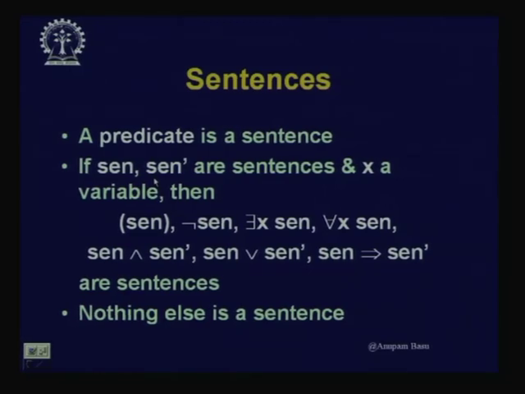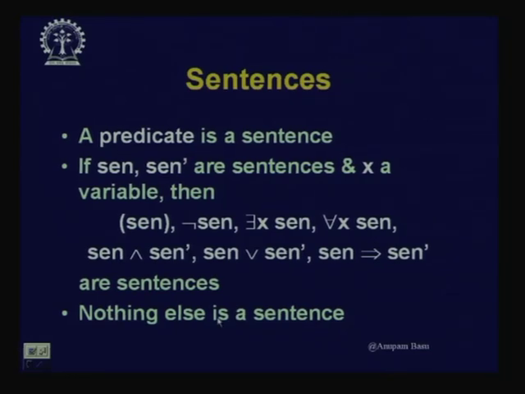Suppose we are considering two sentences. Please excuse me, this is not the proper way. What I said just now was not right. So, let us see. If SEN is a sentence and SEN prime is another sentence and x is a variable, then SEN is a sentence, not of SEN is a sentence. There exists x, SEN is a sentence. For all x, SEN is a sentence. The conjunction of SEN and SEN prime is a sentence. SEN or SEN prime, that is a disjunction of these two sentences, is a sentence. SEN implies SEN prime, that is one sentence implying the other, is also a sentence. And in proper predicate logic, nothing else is considered as a sentence.